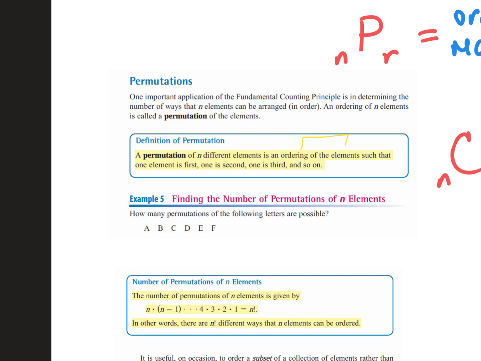A combination, and I'll show you how to do this in the calculator in a minute, would be like if I'm picking a committee. If we have a prom committee, right? I want 10 people on the prom committee. Does it matter if I pick Brian first and Juan second? No, because they're all doing the same job. It doesn't matter what order you pick. So that's the main question you're going to have to ask yourself.